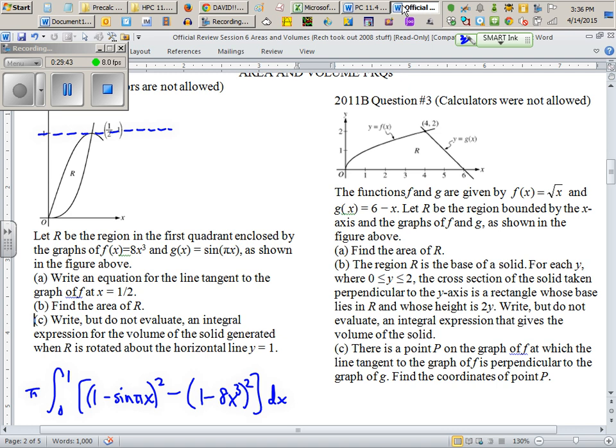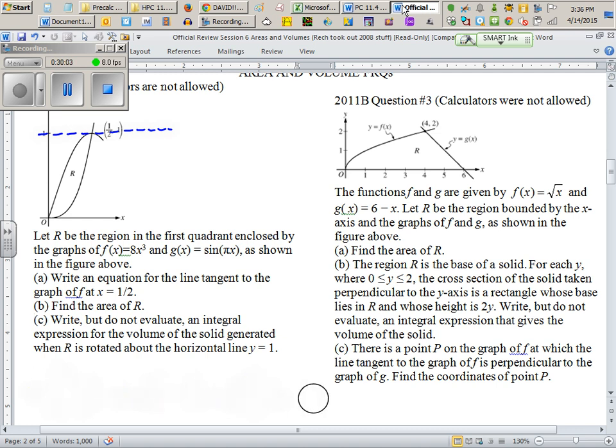Okay, I take it back. I thought that 2003 was the only time they tried something interesting here with the region of integration. But I noticed 2011 has this rectangle whose base lies in the R and whose height is 2y. That's going to be an interesting one. So we're actually done with 2011 Form A. Let's look at 2011 Form B.